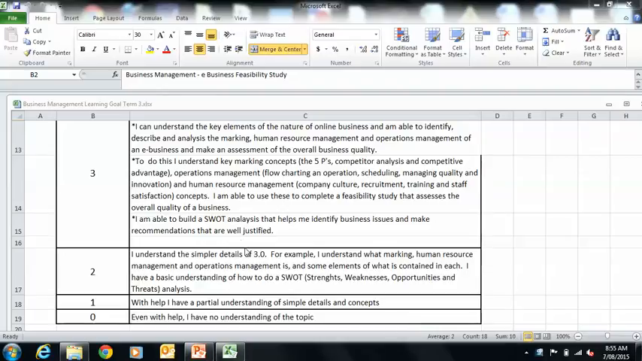Here's where we are today. We're talking about the SWOT analysis, and that's going to be a really key part of this project because it's going to bring together all of the bits and pieces around it. Okay, so the learning goal there: I am able to build a SWOT analysis that helps me identify business issues and make recommendations. And you get better at this with practice, right?